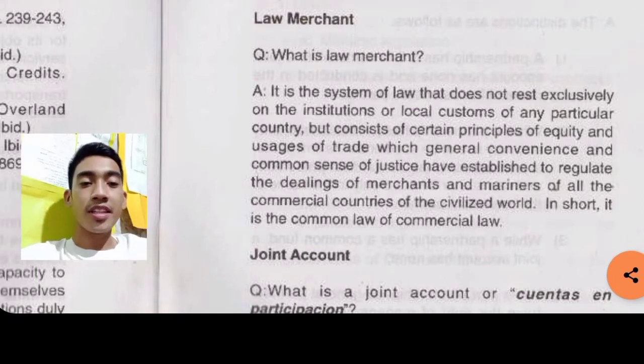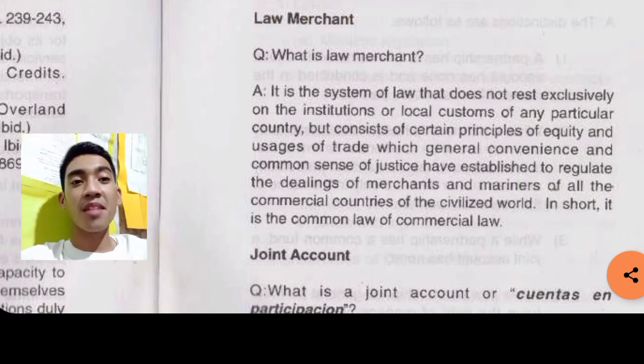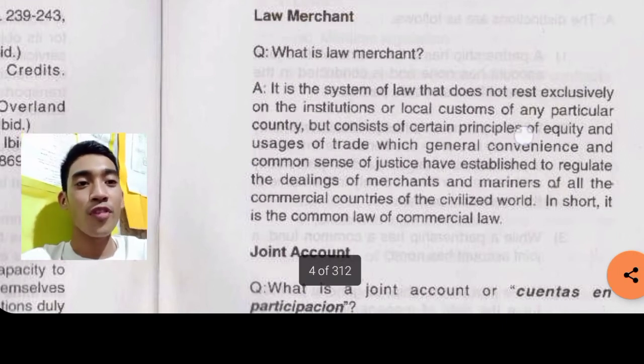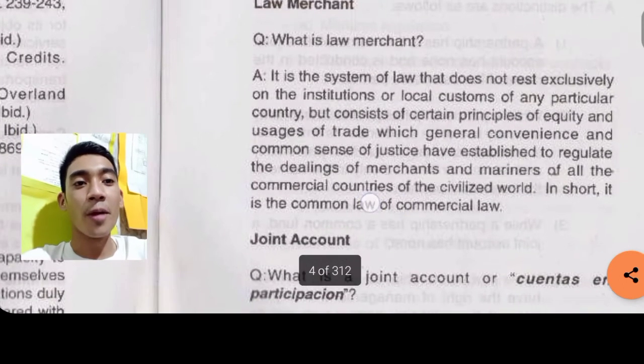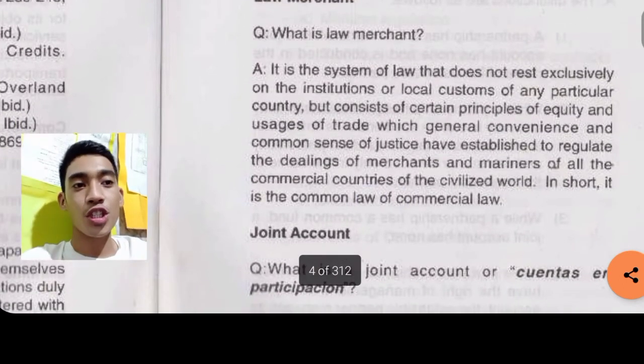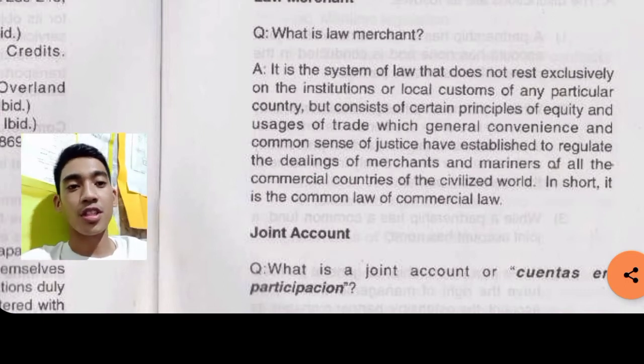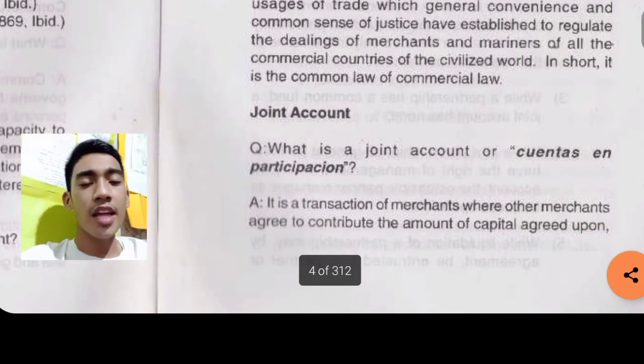Again, law merchant is a system of law that does not rest exclusively on the institution, but consists of certain principles of equity and usages of trade, which general convenience and common sense of justice have established to regulate the dealings of merchants. Next, what's a joint account?